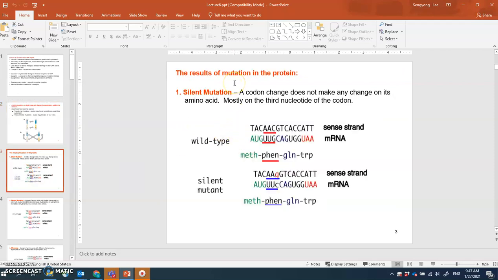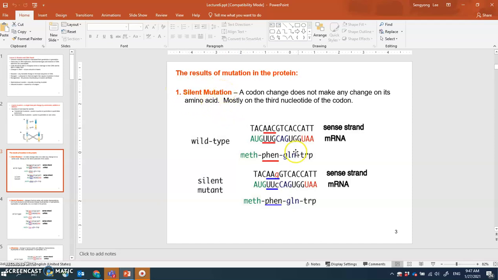And the result of mutation in the protein. If your gene happens to code a protein as its final end product, the change in the DNA will affect what protein will be made, especially in terms of the amino acid sequence. Let's take a look at that. I guess the minimum consequence would be the silent mutation.